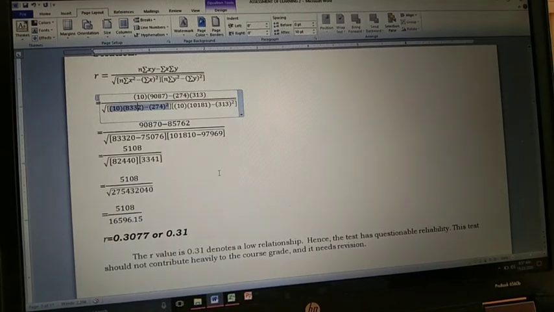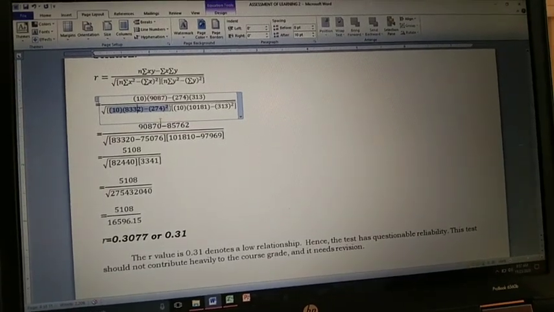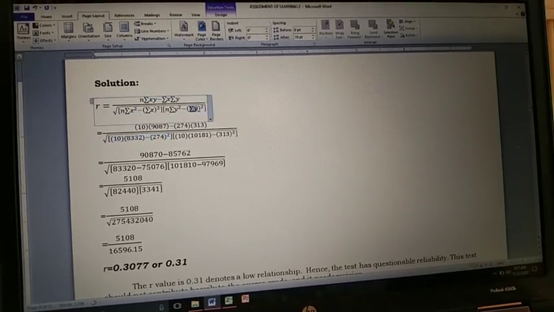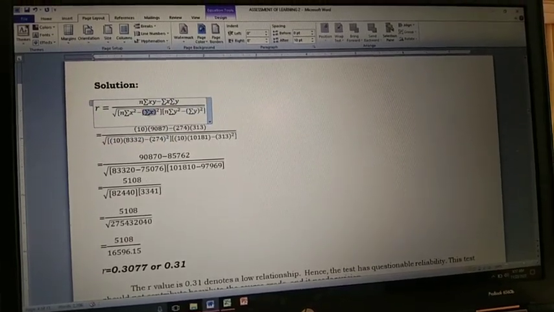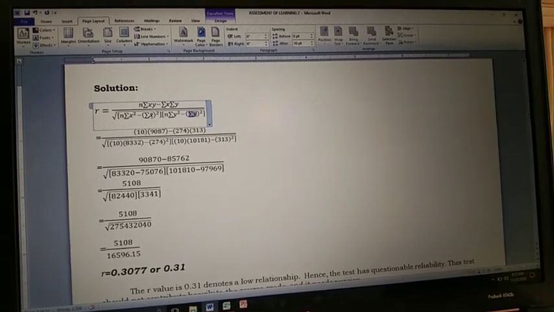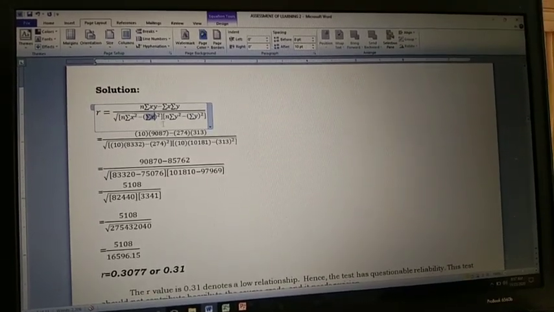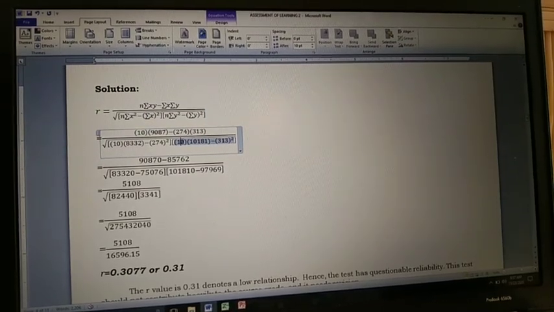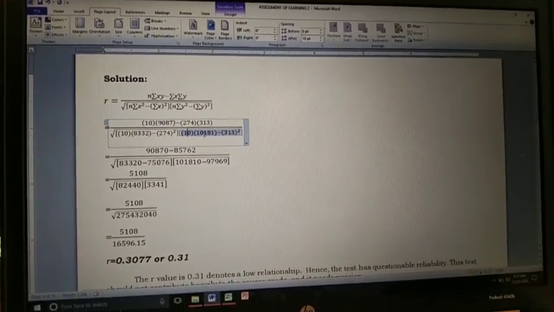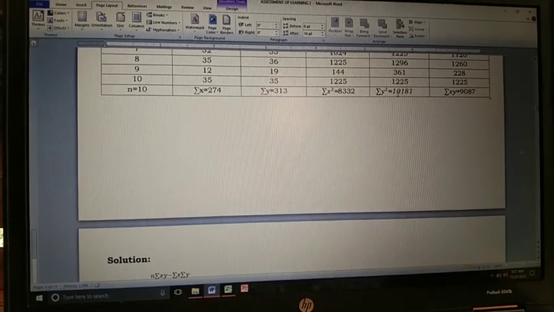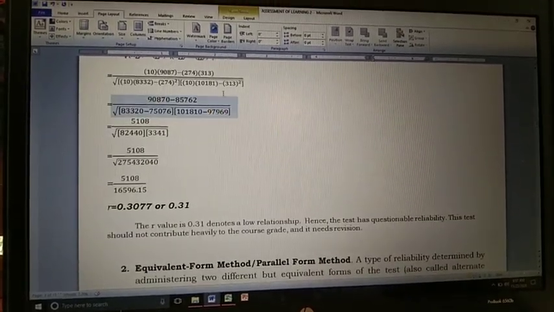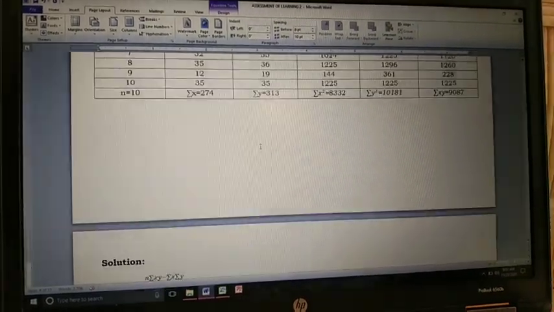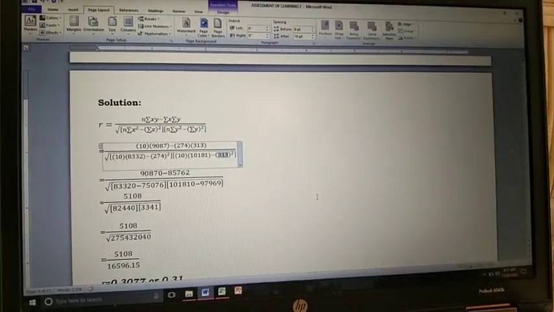Then squared mo siya guys. So dapat hindi kayo malito dito guys ha, dahil naka parenthesis ito. Then another total number of students, the summation of y squared. Okay, ito. Then the summation of y, raised to the power of 2.